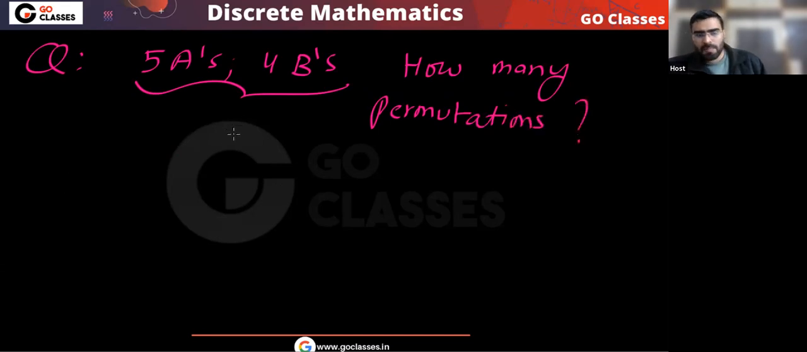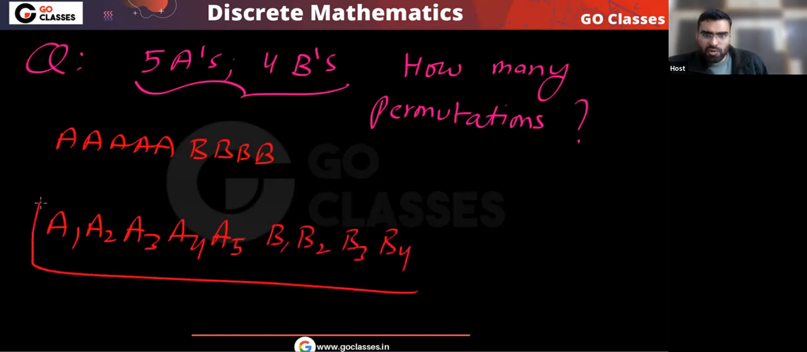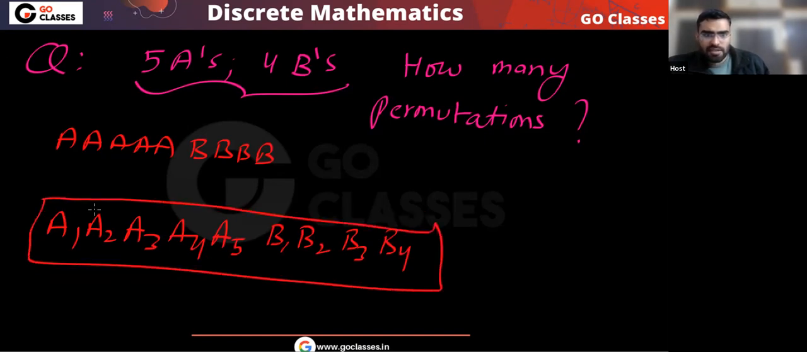Here you can notice that because they are the same, if they were different, life is very easy. If they are different, A1, A2, A3, A4, A5, B1, B2, B3, B4, in this situation, what is the answer? Can anyone tell me? If they are different, then life is very easy, right? Tell me what is the answer here. If this is the situation, then the answer is 9 factorial.